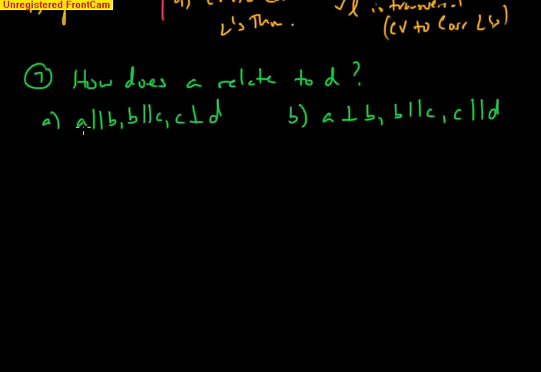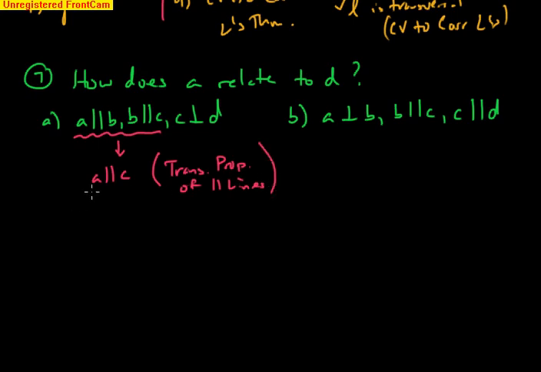So here's what I'll do. I'm just going to go left to right order, and let's see if it works. Okay? So let's start here. If A is parallel to B and B is parallel to C, then we should know that A is parallel to C. And this is because of the transitive property of parallel lines. That's that first theorem, that nickname.